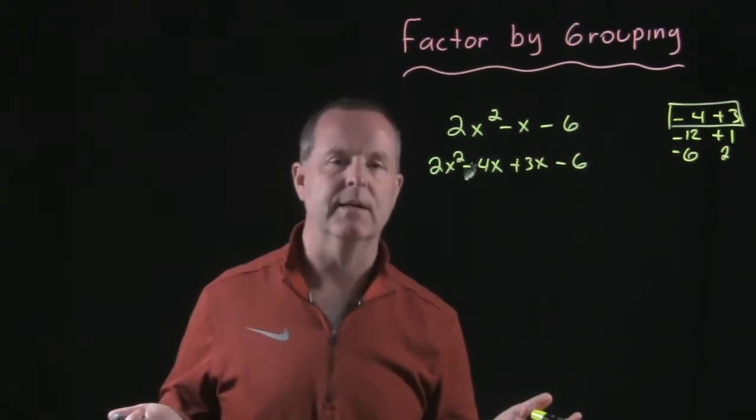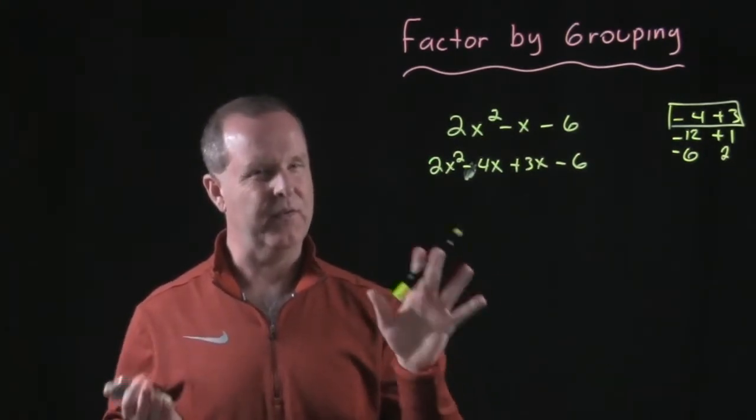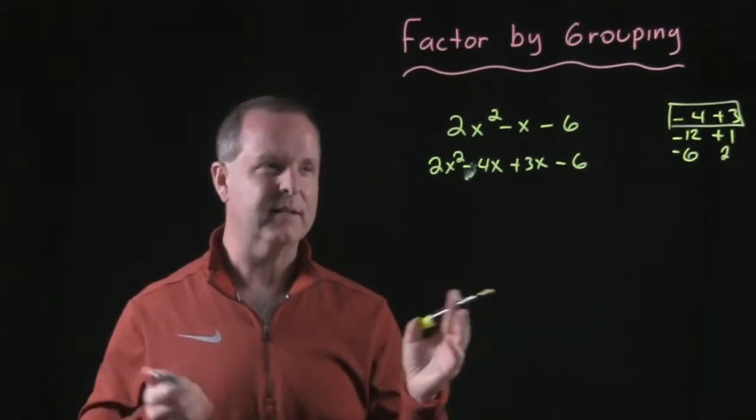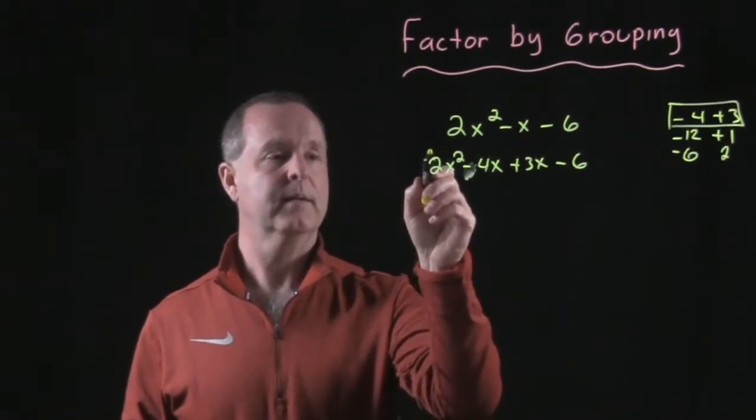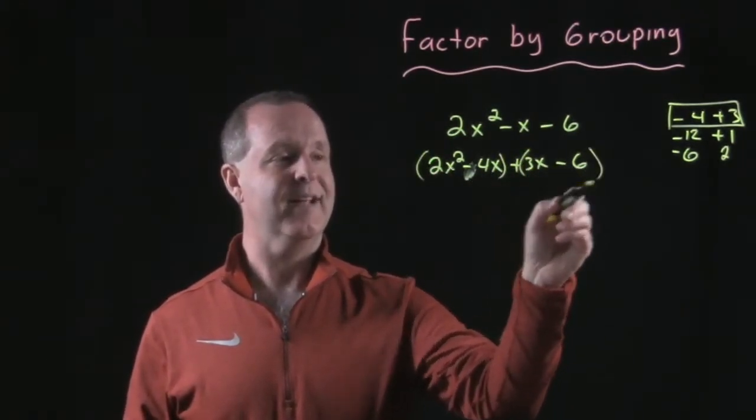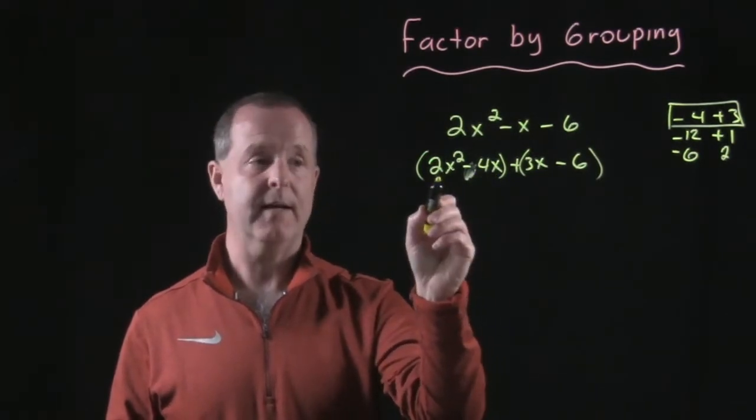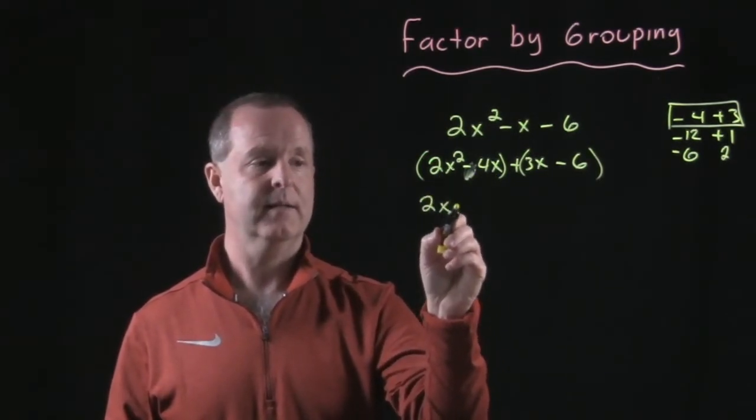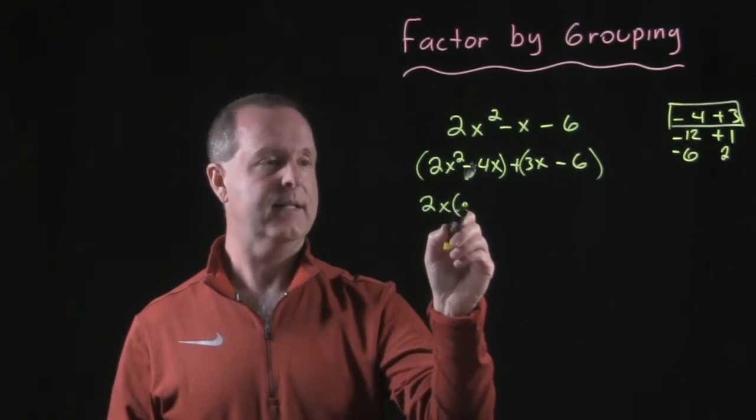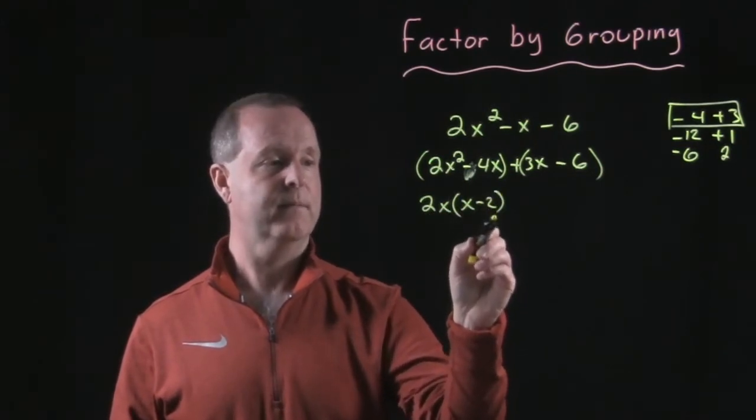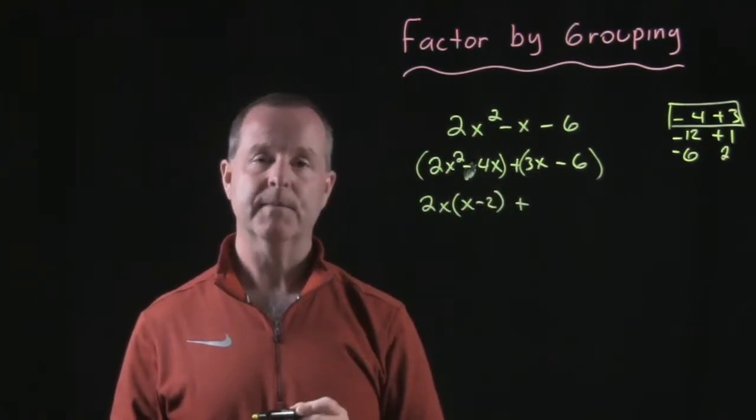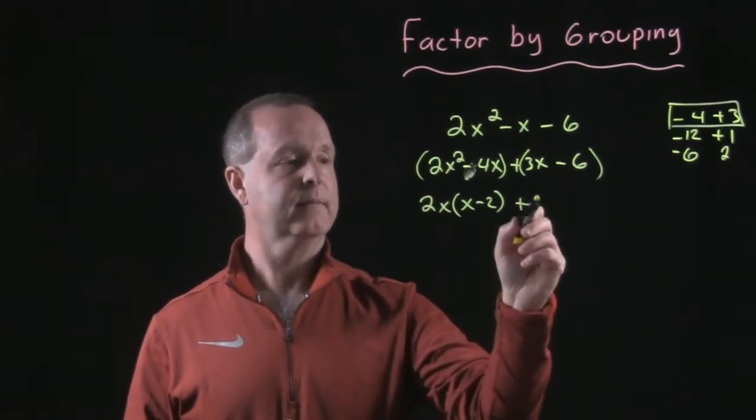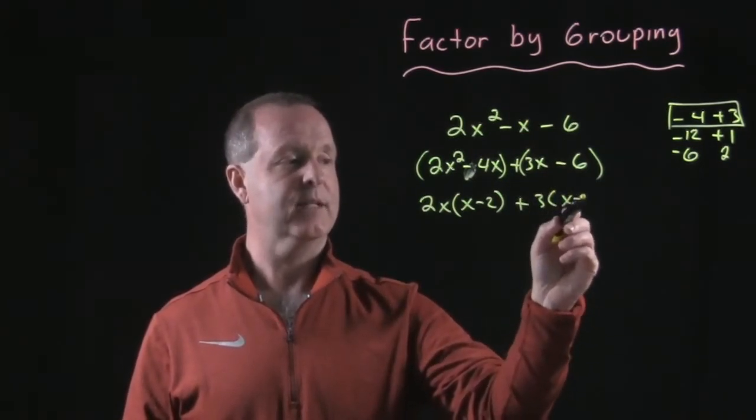All right, so what's the big deal? If I get that, which I don't think I do, but if I did, so what? Well, now we can group. So let's group the first pair and the second pair. What do I pull out here? I can pull out a 2x, and what's left is an x minus 2. On the second one, let's pull out a 3, and what's left is an x minus 2.